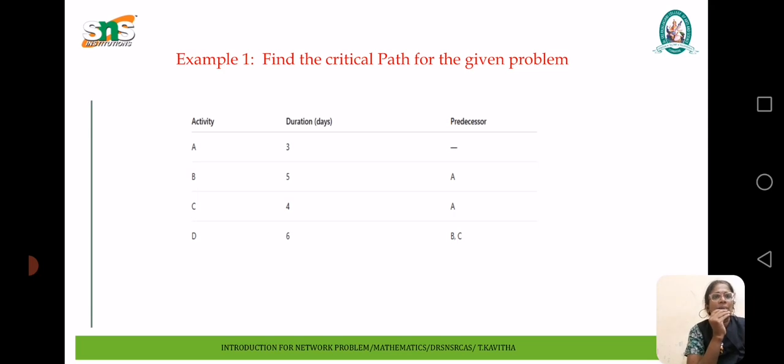Here is one example problem. Find the critical path for the given problem. The activities given here are A, B, C, D. The durations are 3, 5, 4, 6. The predecessor of activity A is no activity, B is A, C is A, and D is B comma C.